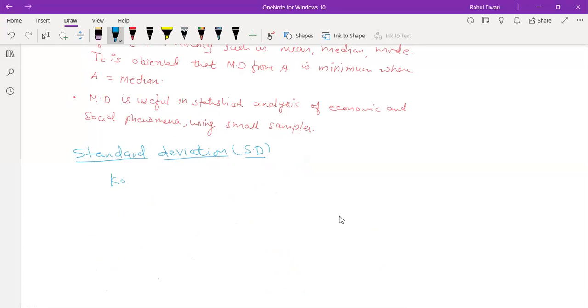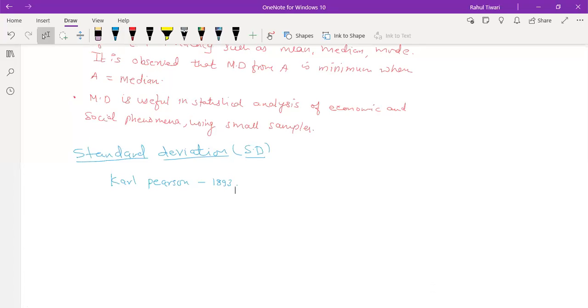And that's why Karl Pearson, a scientist, I think he is a statistician, introduced this concept which is called standard deviation, the concept of standard deviation, in 1893. Okay, and very importantly, I can say it is the most important measurement of dispersion and widely used in many statistical techniques.